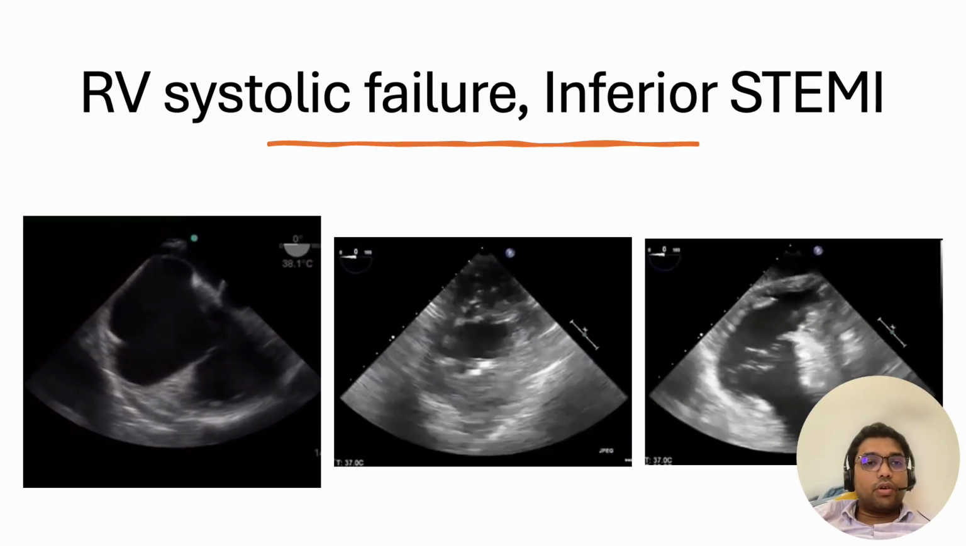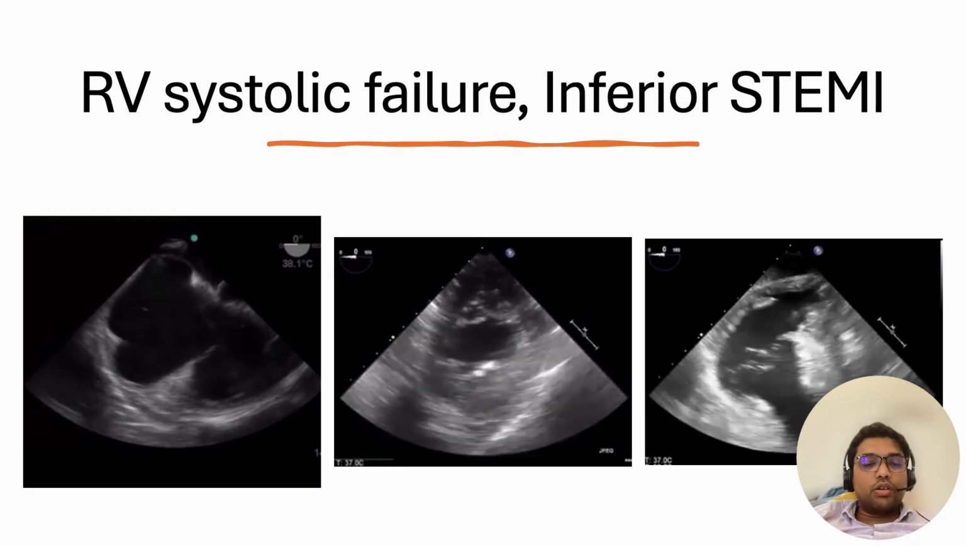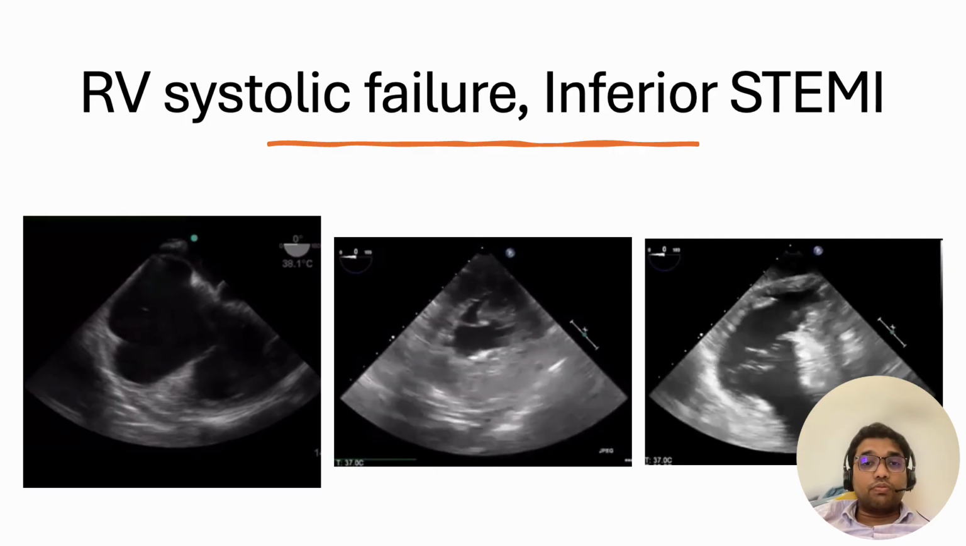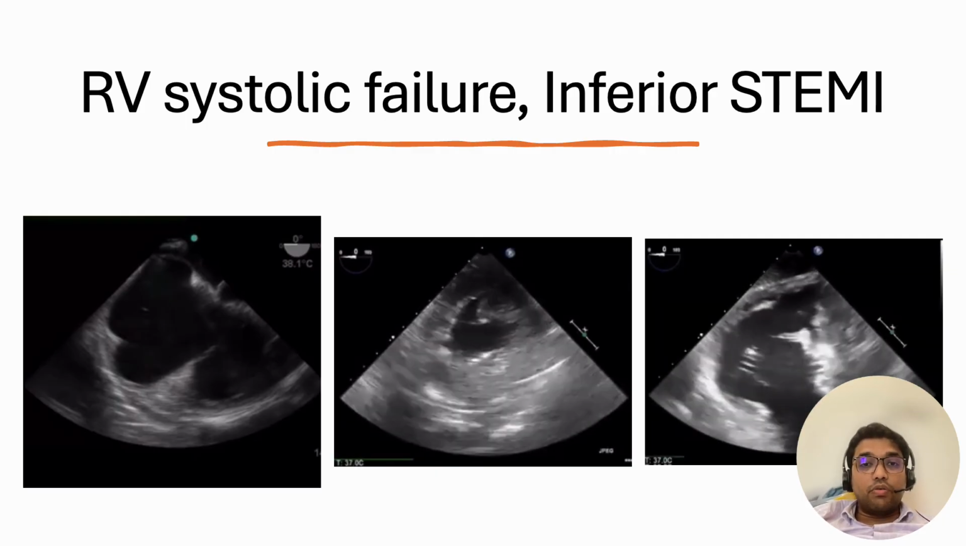In this patient of RV systolic failure or inferior STEMI, you can see over here your RV wall is not moving at all, and your inferior wall is not moving in the transgastric mid-papillary short axis view. And these are transgastric basal views. You can see over here the RV free wall is not moving.